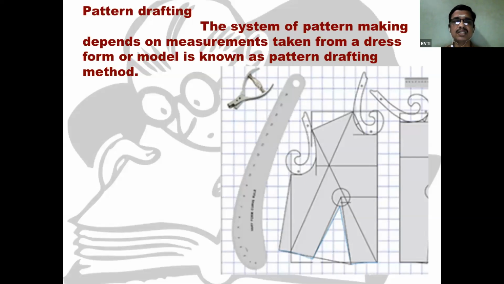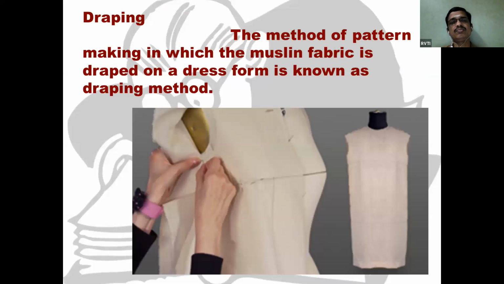So the next one is the draping method. The method of pattern making in which muslin fabric is draped on a dress form is known as the draping method.